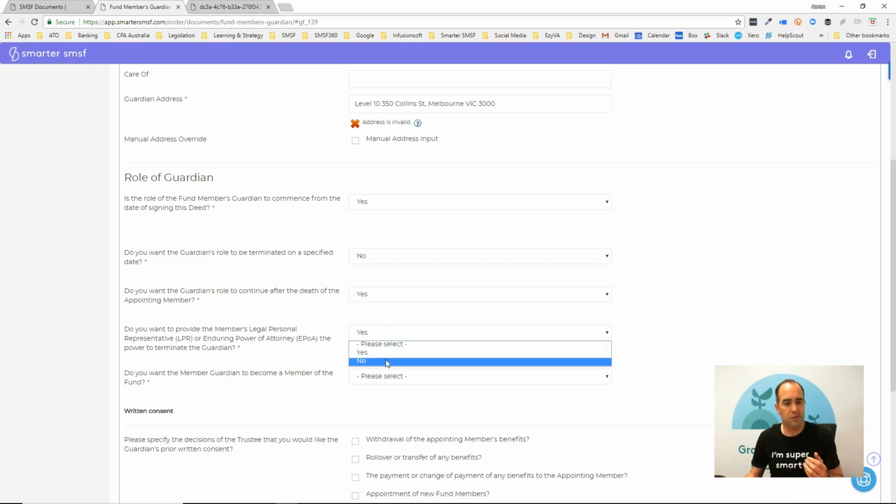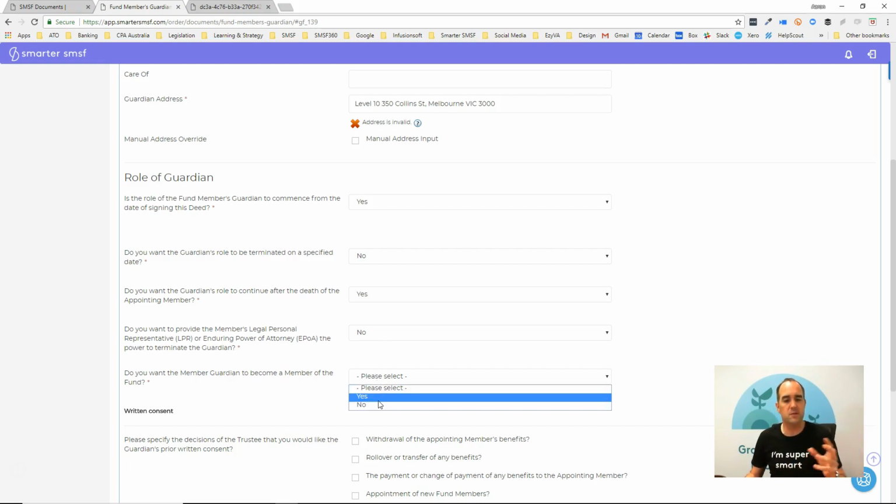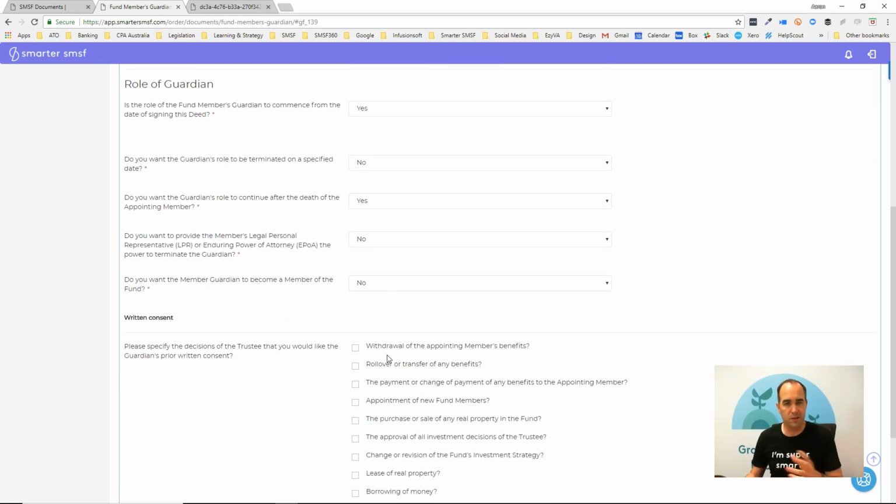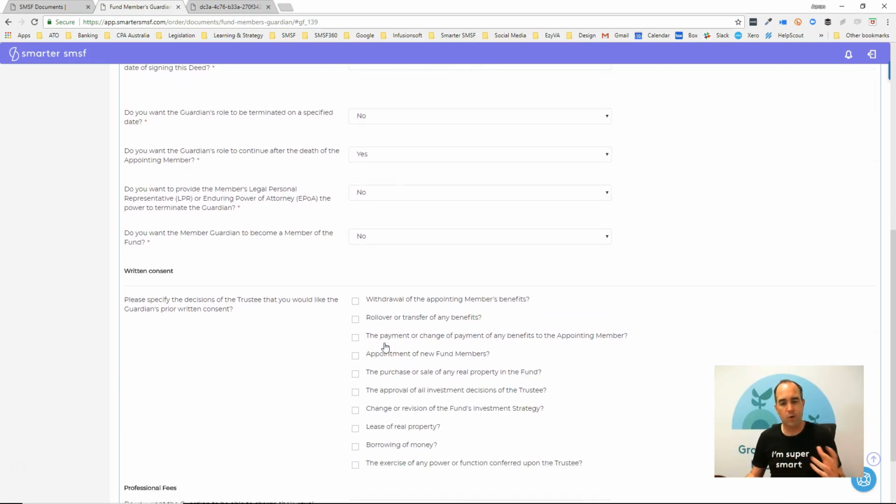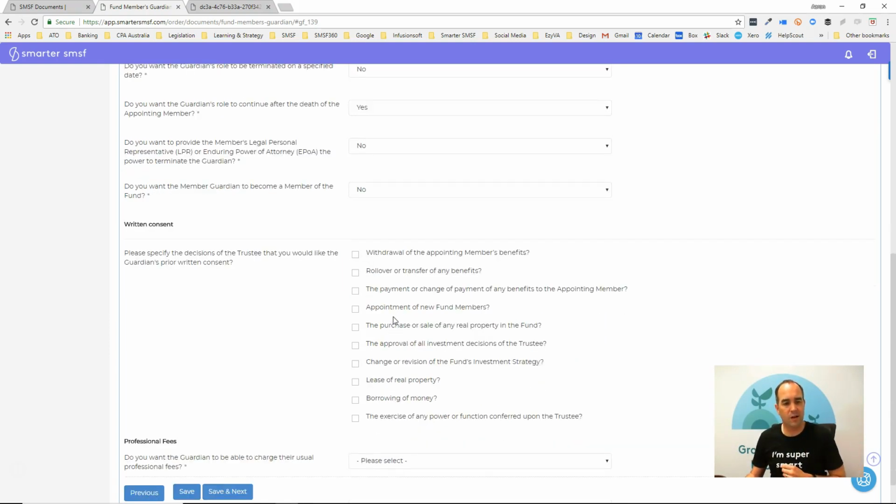So in this instance, we'll say no, because we want them to be able to carry on that role and, in theory, be able to support the decisions that that enduring power of attorney or LPR may need to make. Because in many instances, this may be you as the professional being appointed as the fund guardian to assist in many of these tasks. And then the final one here is whether you want them to become a member of the fund. So this will allow you to simply choose those decisions that could allow, again, for that guardian to be appointed as a member inside the fund.